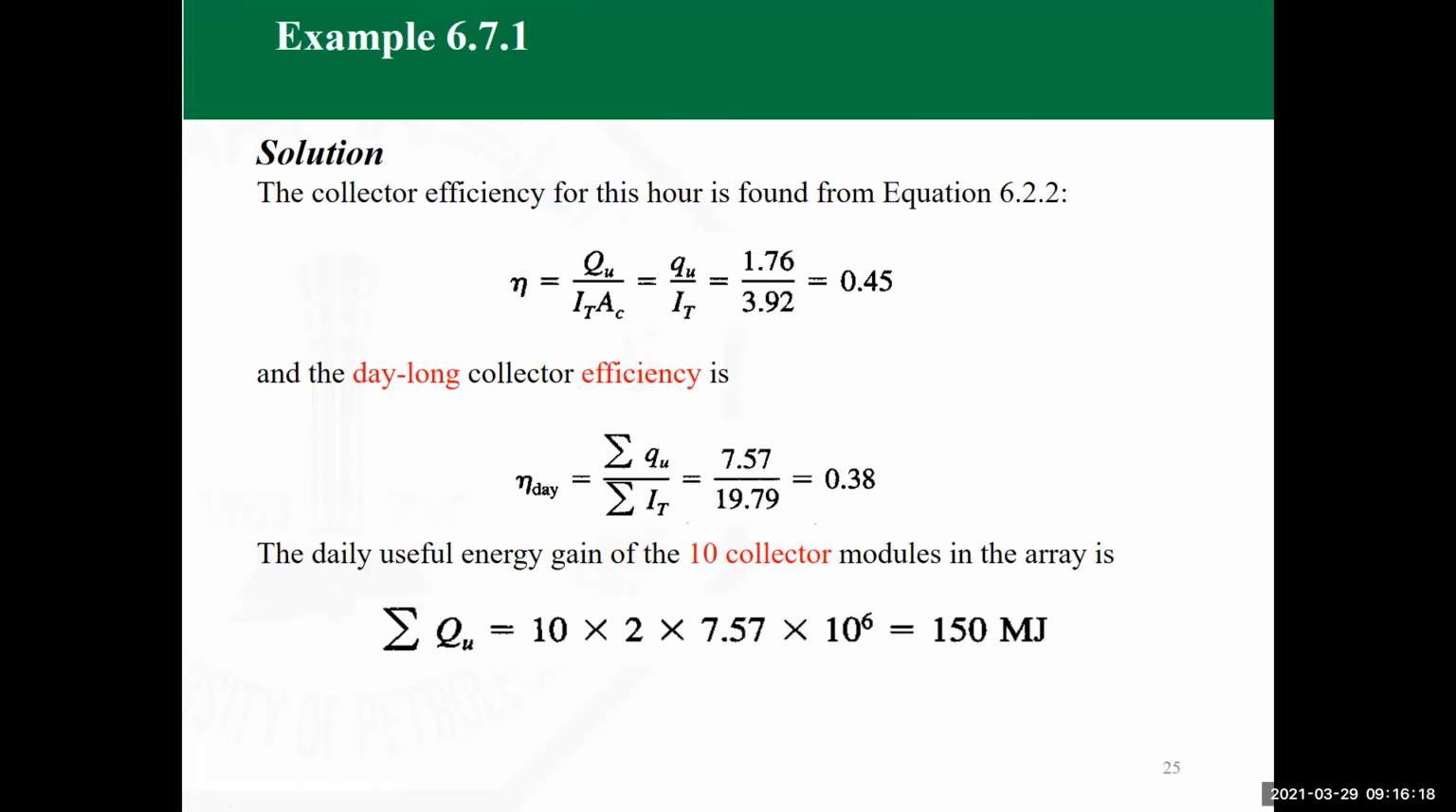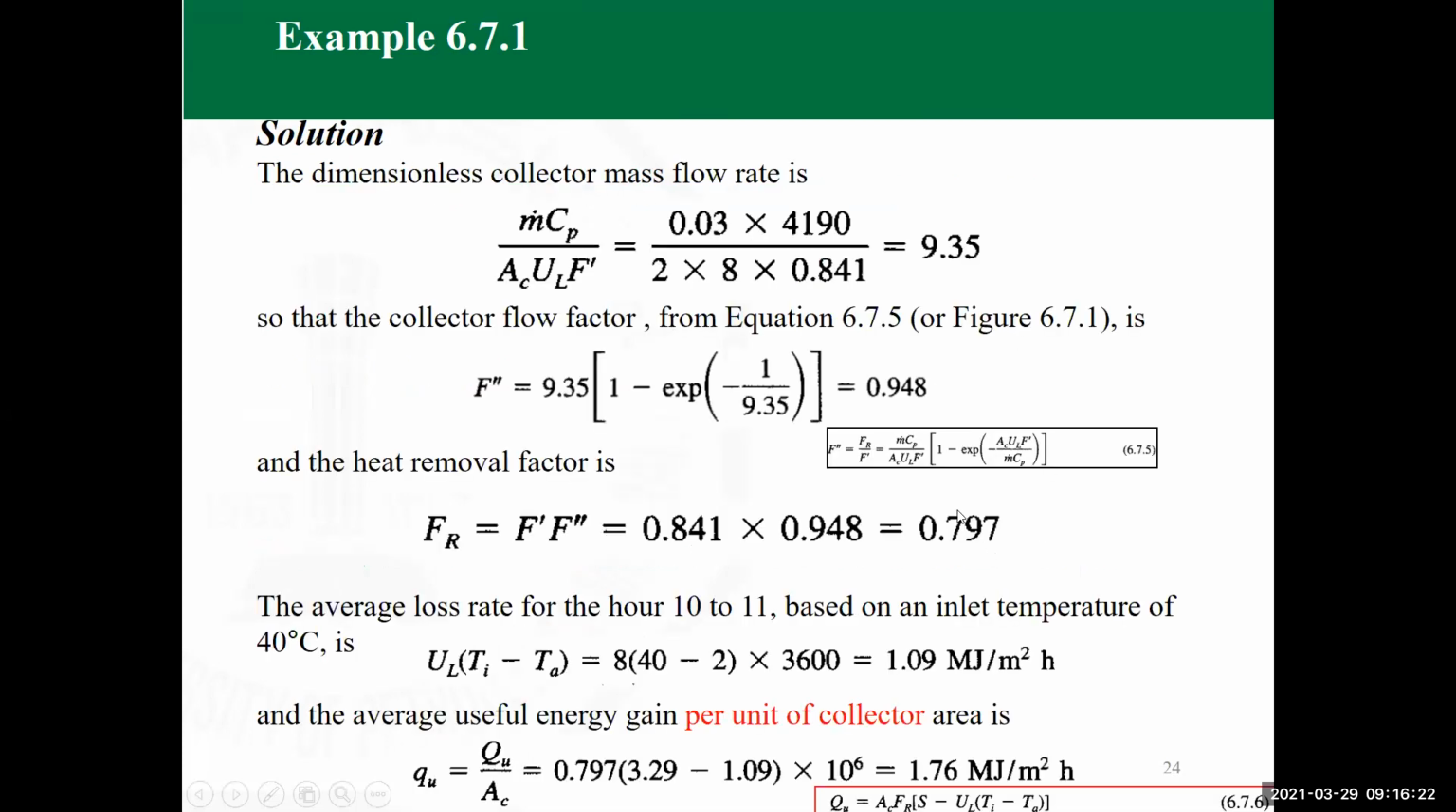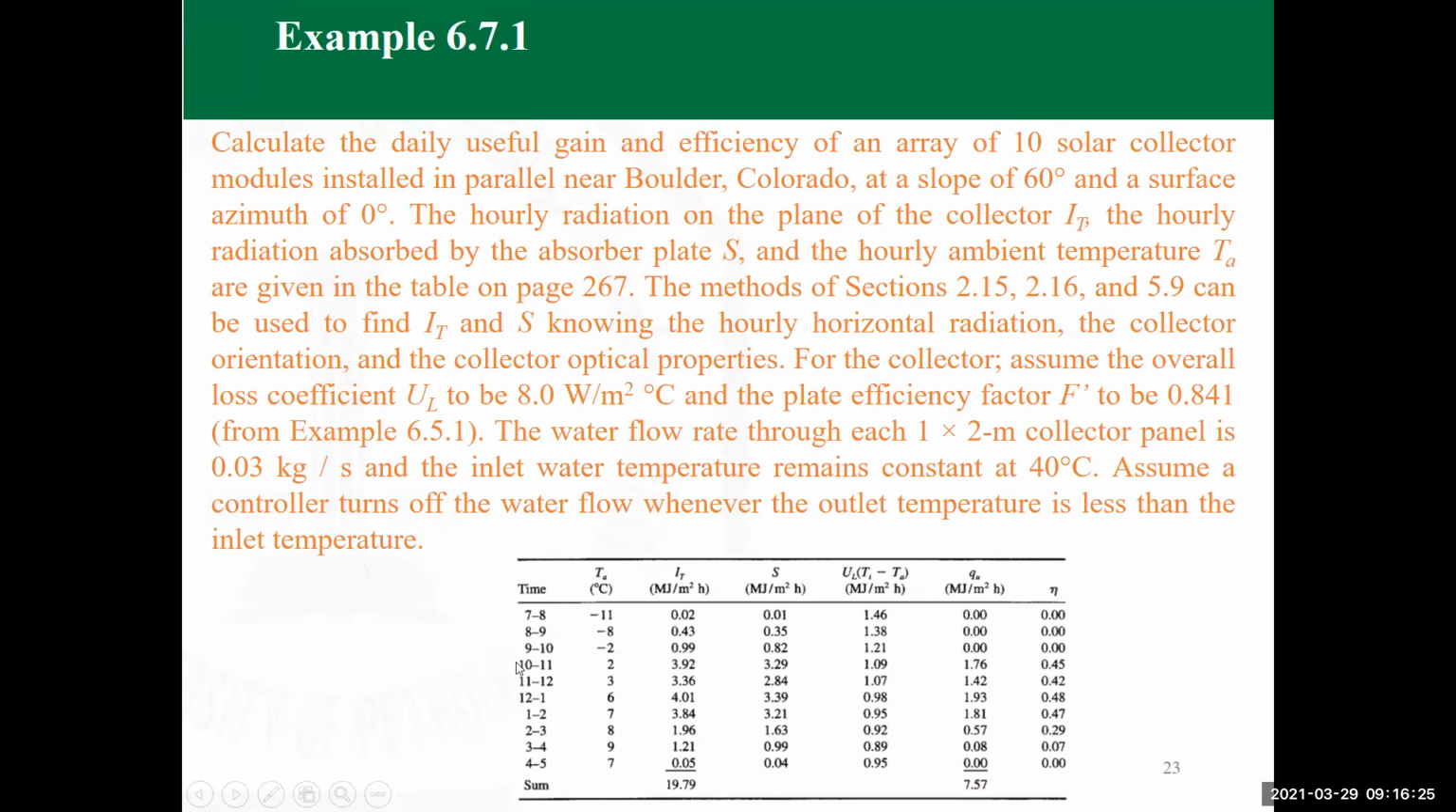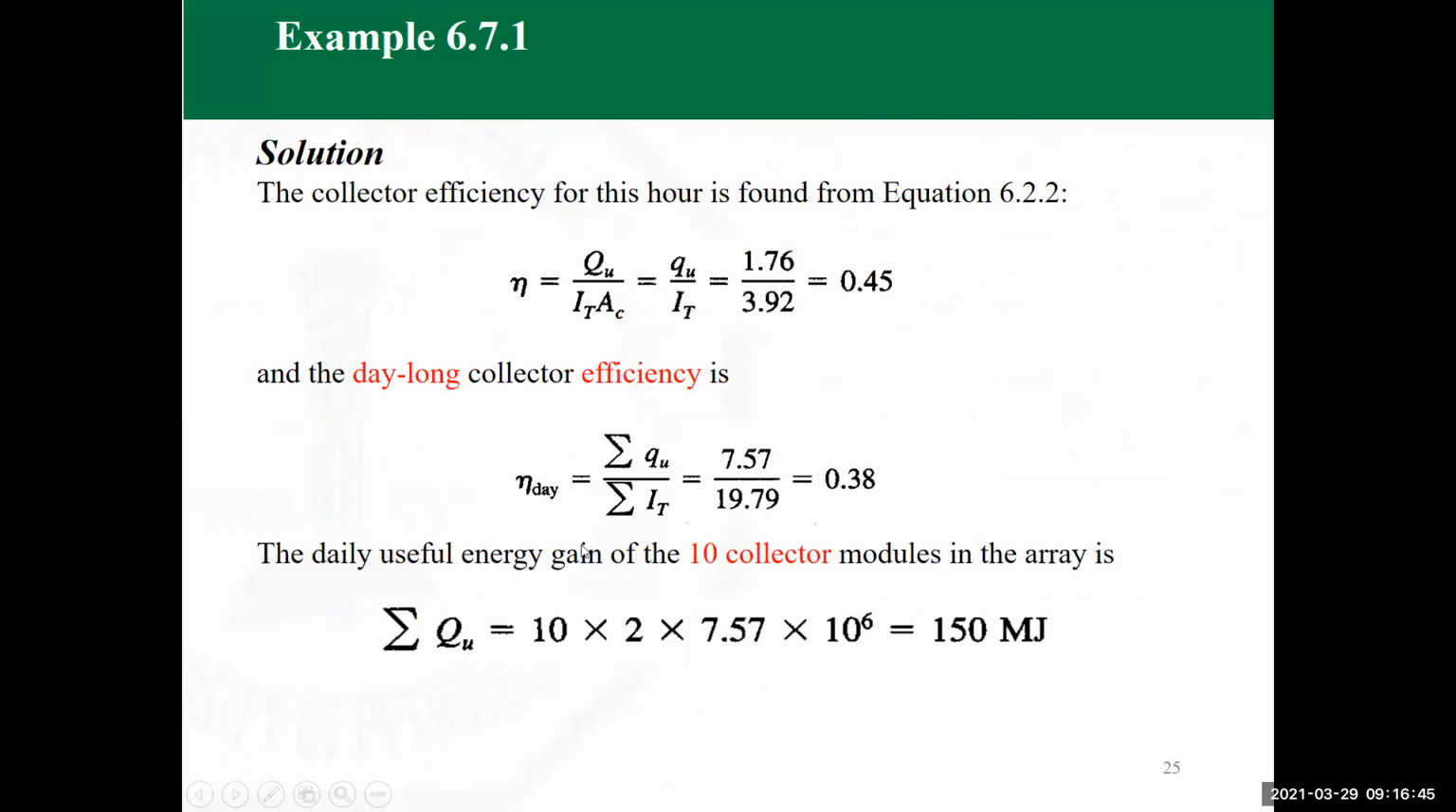Then this process is repeated. The one that we have done here, from 10 to 11, was an example. You can repeat that for every hour of the day and then do a summation for the IT values and a summation of the QU. At the end, this ratio provides what we call the daily efficiency of the collector. And that's what you see here. Efficiency over the day is given as 38%.